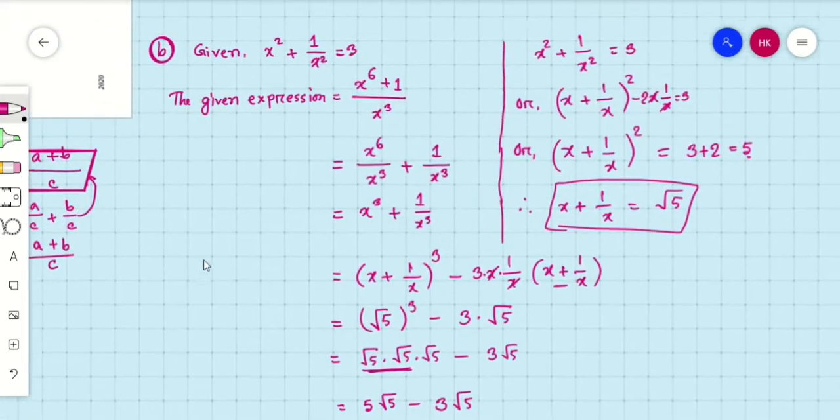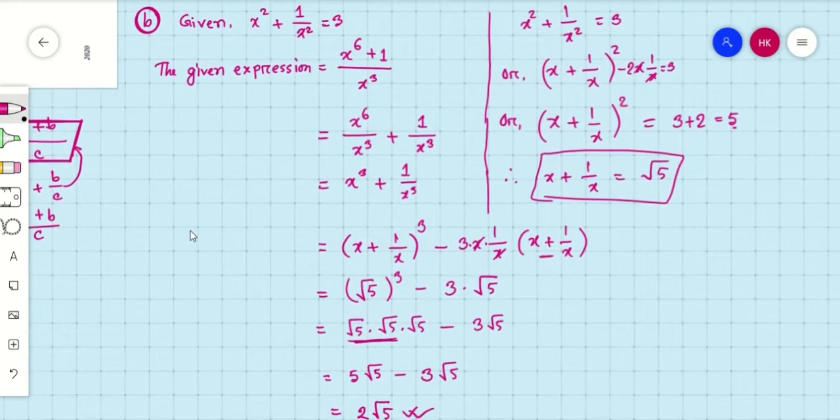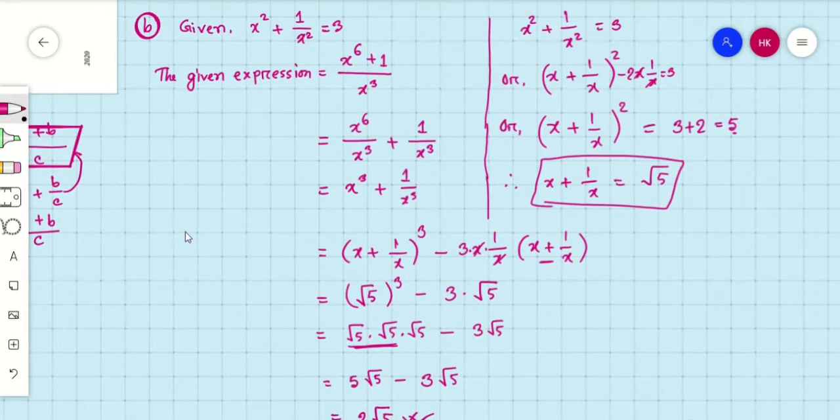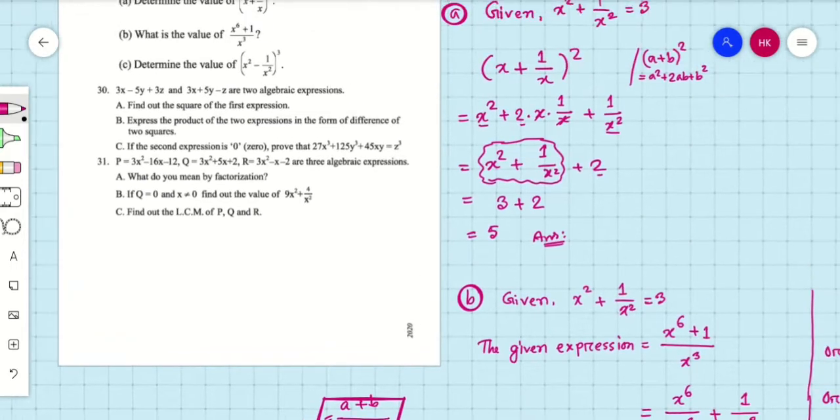I can zoom out so that you can take a screenshot of this page. Right, now we move on to our next question, question number C of 29. Determine the value of (x square minus 1 by x square) whole cube.